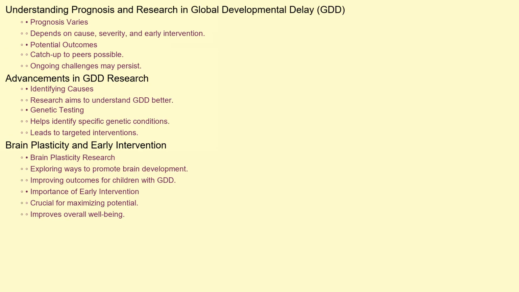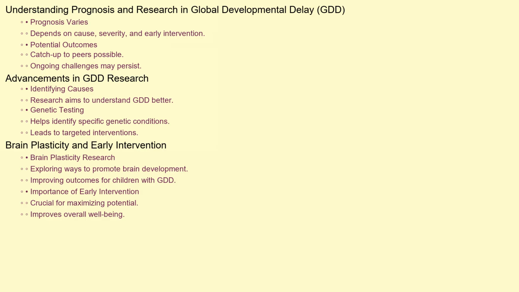The prognosis for children with GDD varies widely depending on the underlying cause, the severity of the delays, and the availability of early intervention services. Some children may eventually catch up to their peers, while others may continue to experience developmental challenges throughout their lives.